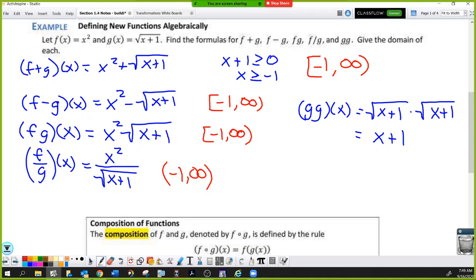He thinks it's -1 to infinity with a bracket. So what I would be interested in knowing is what everybody thinks, because we have two options. It's either all real numbers, or it's the restricted domain, -1 to infinity, including -1. So I would just be looking for a show of hands. If you think it's all real numbers, please raise your hand.